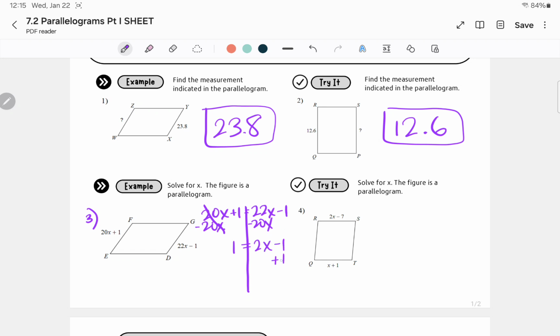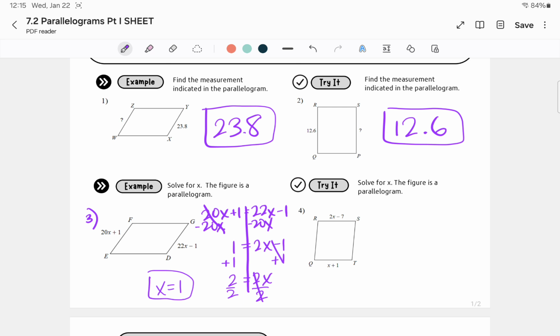Now we're going to add 1 to both sides. We still want to get x by itself. So that gives us 2 equals 2x. And my last step is divide by 2. So 2 divided by 2 is 1, so x is equal to 1. Go ahead and pause the video and try number 4 by yourself.